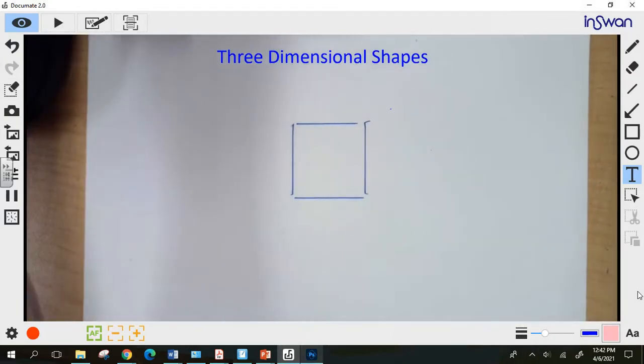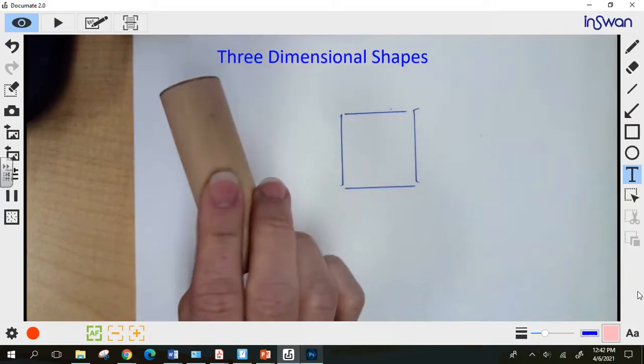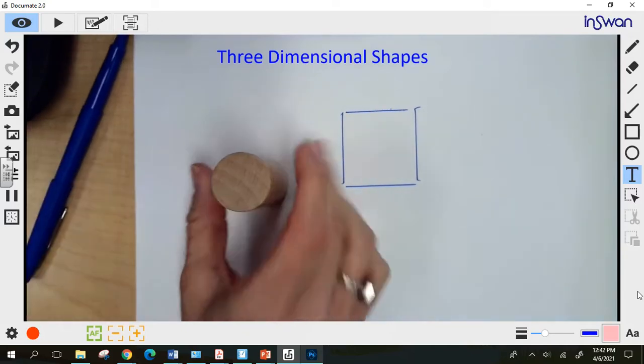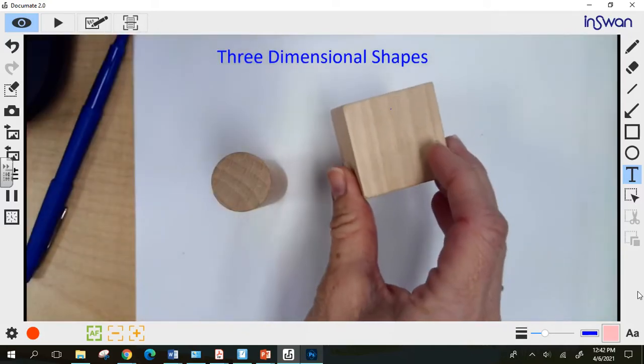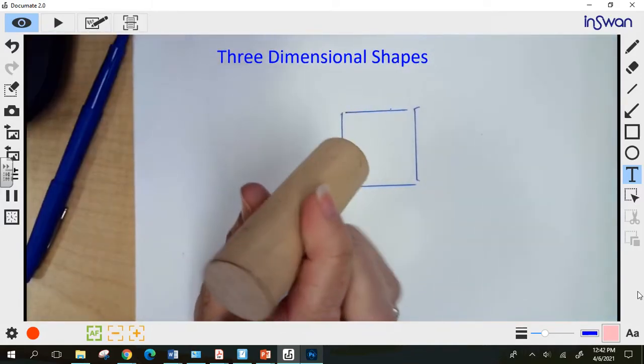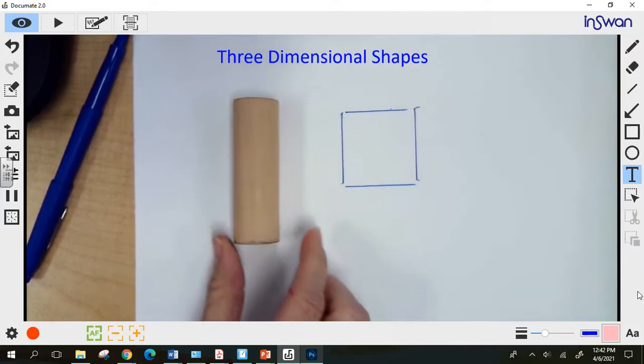Let's look at another one of our three-dimensional shapes. This one is a cylinder. So a cylinder is rounded, and we have things at home that you might notice that look like a block, which is a cube. We have things that look like a cylinder, especially if you go to your pantry, canned foods. So we've got those cylinders.